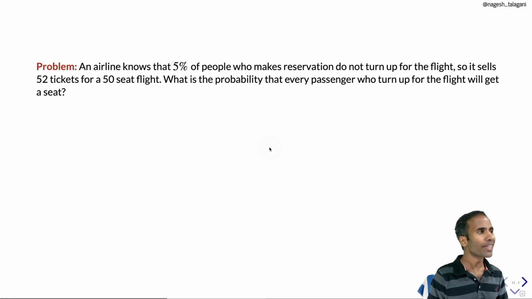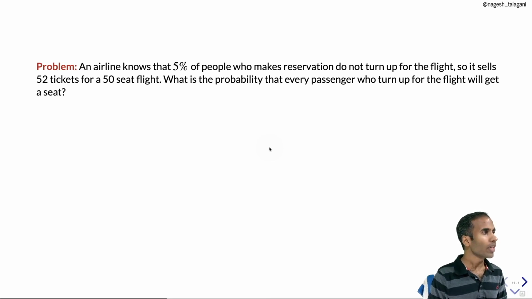Okay, problem. An airline knows that 5% of people who make a reservation do not turn up for the flight. So it sells 52 tickets for a 50-seat flight. What is the probability that every passenger who turns up for the flight will get a seat? We are going to compute this probability using binomial distribution.